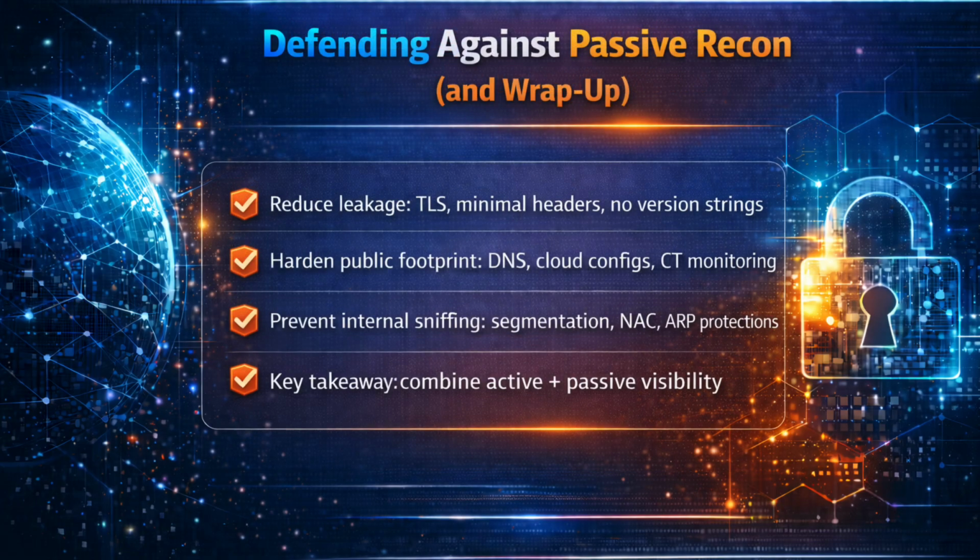Passive recon is harder because it may not hit you directly. Defenses start with reducing information leakage. Encrypt traffic with TLS and avoid exposing software versions, verbose error pages, or revealing headers. Next, manage your public footprint. Tighten DNS records, cloud storage permissions, and internet-facing configurations. Monitoring certificate transparency and external exposure can help you spot unexpected public signals.